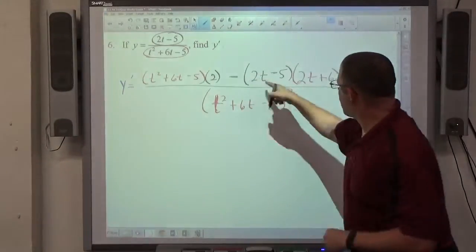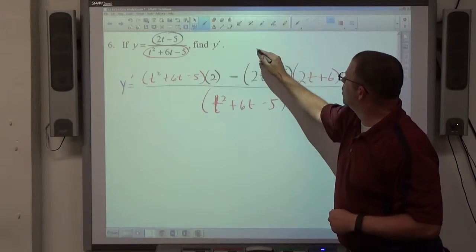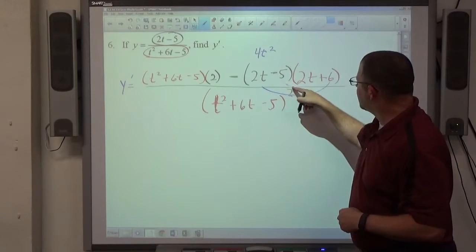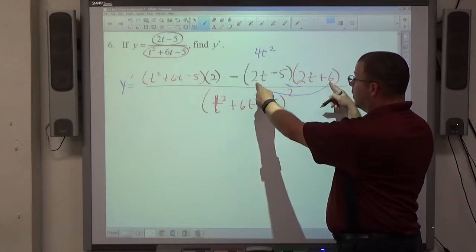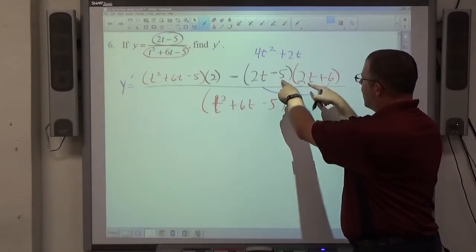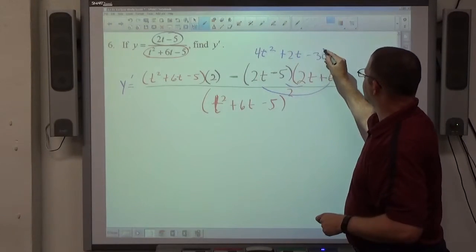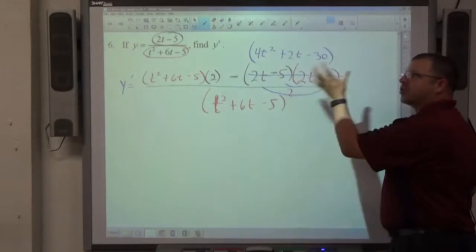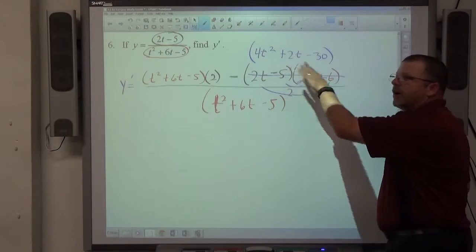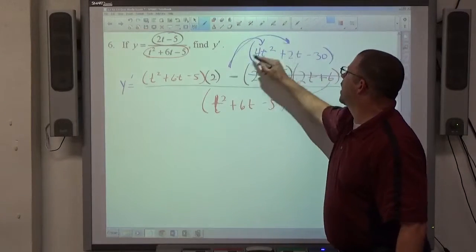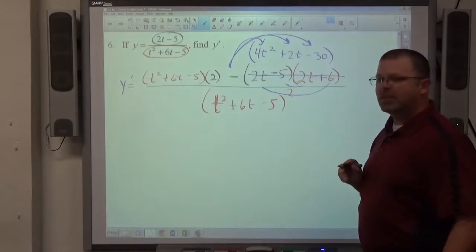So I'm going to FOIL this. 2t times 2t is 4t squared. Outside product and inside product, positive 12t minus 10t is positive 2t. And then last times last, negative 5 times 6 is negative 30. This stuff multiplies to that trinomial. Scratch sheet of paper if you have to, but get a trinomial there. Then the minus sign distributes through the product. Make sure it happens in that order.